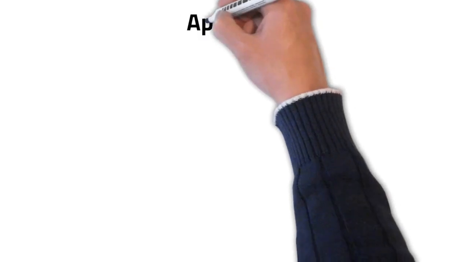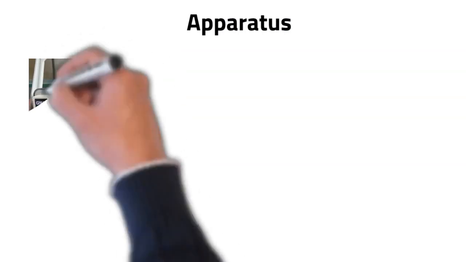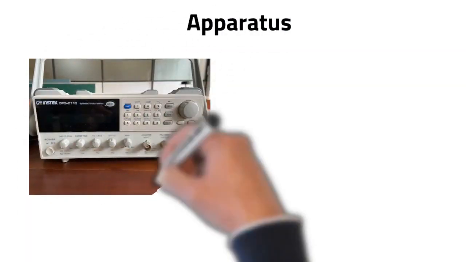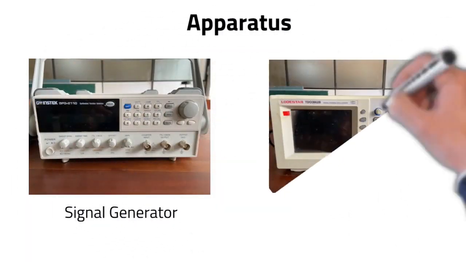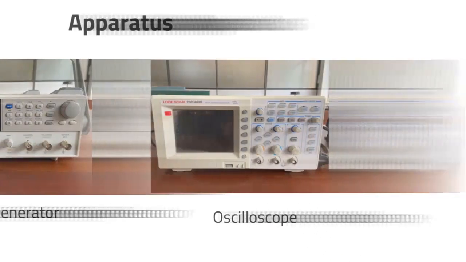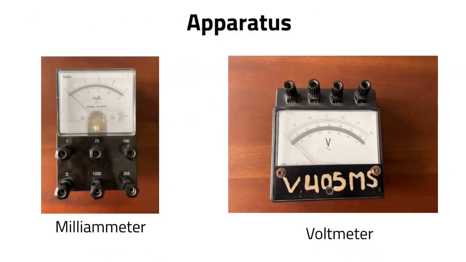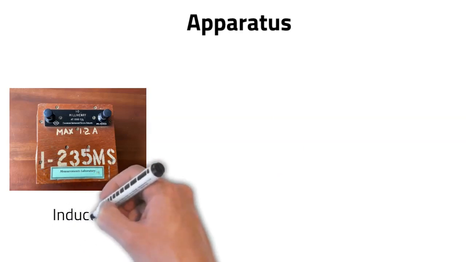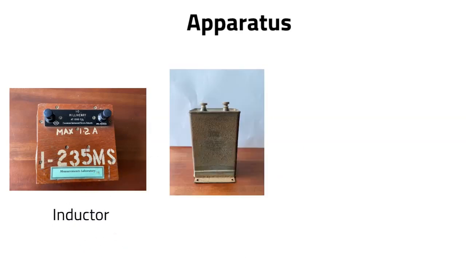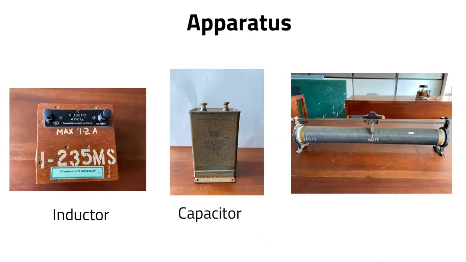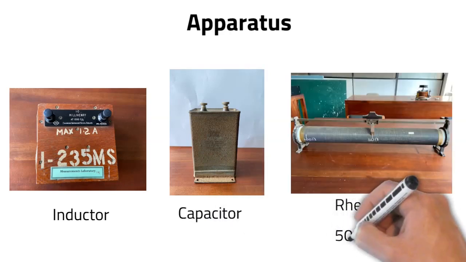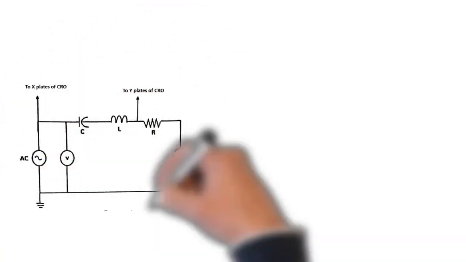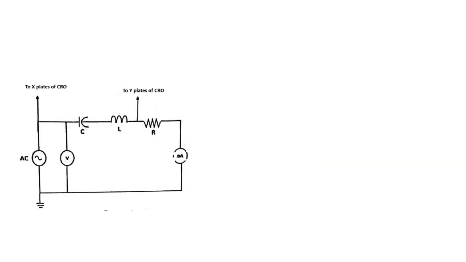In this practical, we will be mainly focusing on series resonance. The main equipment needed for the practical are the signal generator, oscilloscope, milliammeter, voltmeter, 1 millihenry inductor, 6 microfarad capacitor, and a rheostat, which can be used to give 50 ohms and 100 ohms. Using the mentioned equipment, the circuit for the series resonance should be built according to the following circuit diagram.